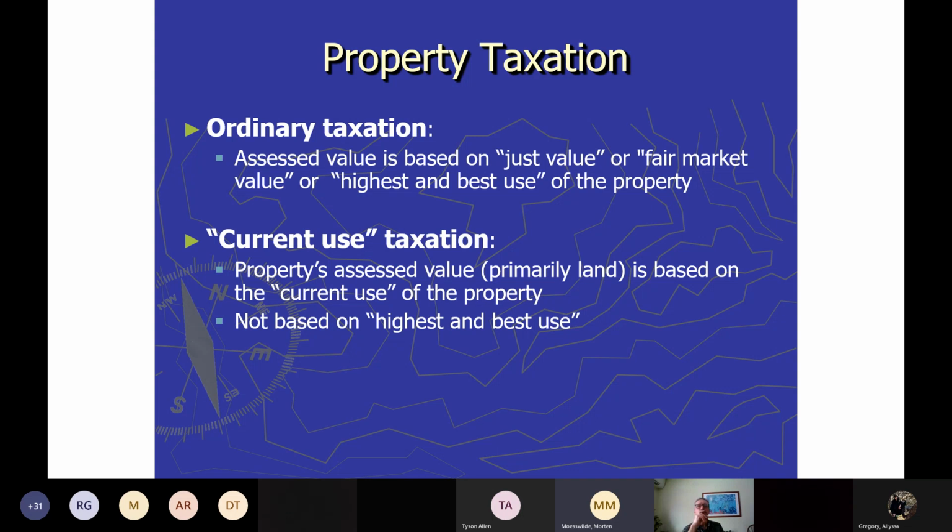Current use taxation takes a different approach. So under current use taxation, which is what tree growth is, the property's assessed value, and we're talking primarily about land here, not buildings, is based on how the land is currently being used, just as the name implies. So it's not based on the highest and best use, but rather on the current use of that property.